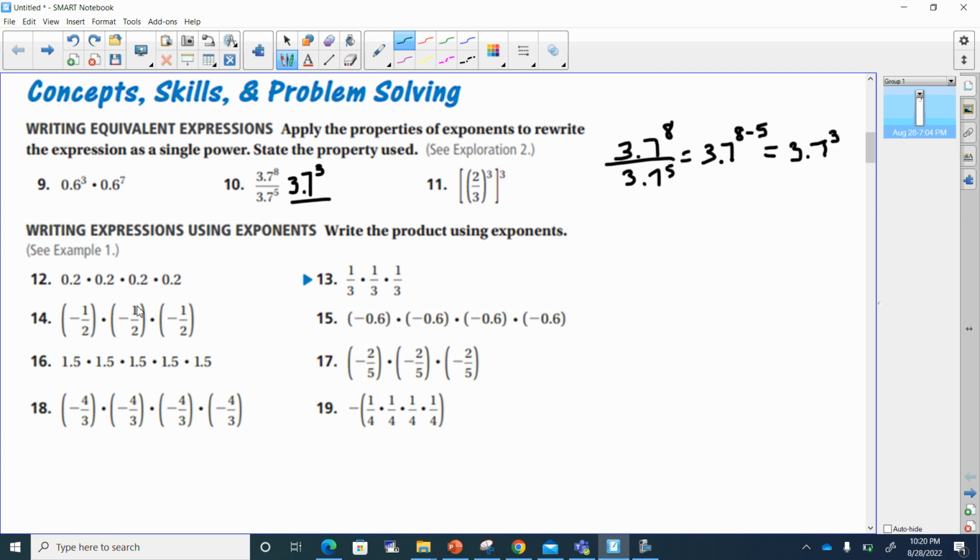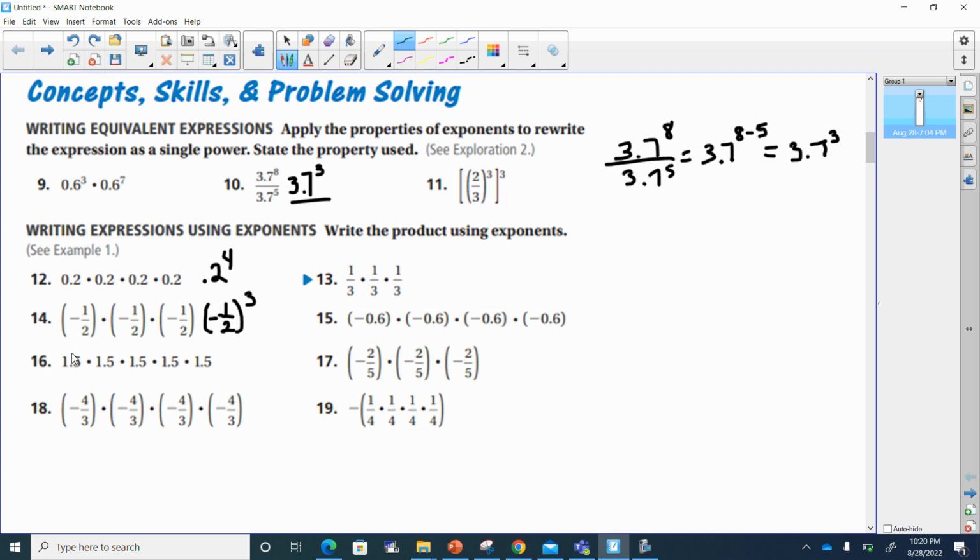Let's go ahead and go to number 12, writing using exponents. Okay, number 12, I got 1, 2, 3, 4. That's 0.2 to the 4th power. Number 13 is yours to do. Number 14, I got negative 1.5 3 times. So this would be negative, in parentheses, 1.5 to the power of 3. Don't forget to put the parentheses around the negative as well.